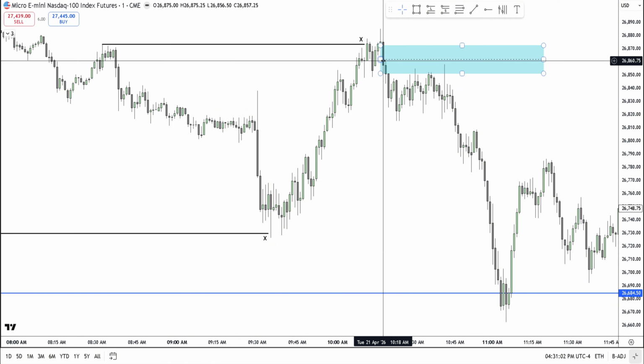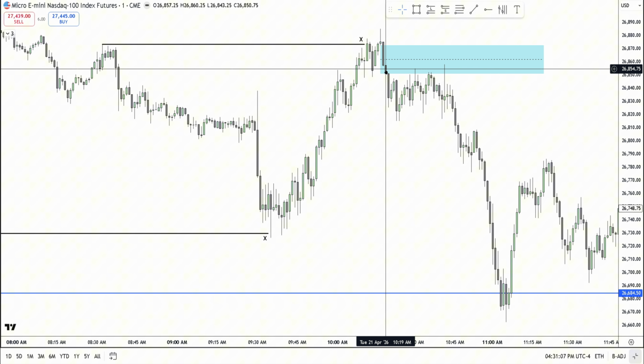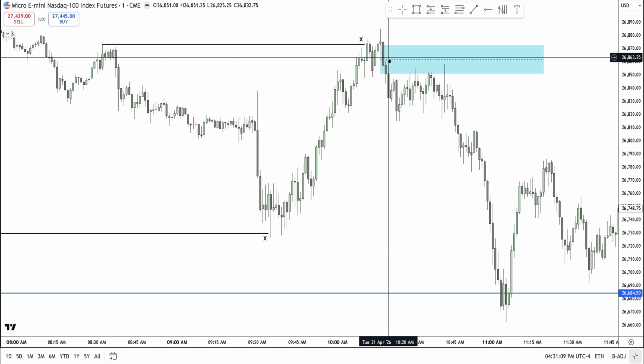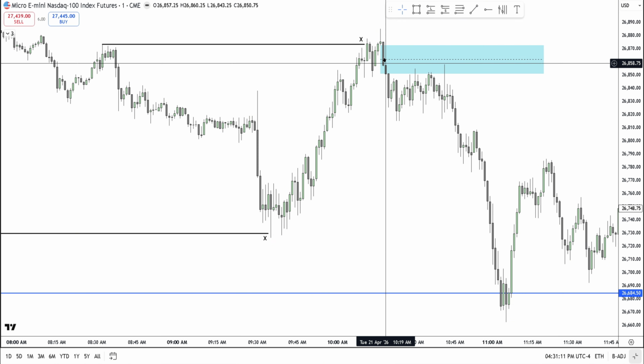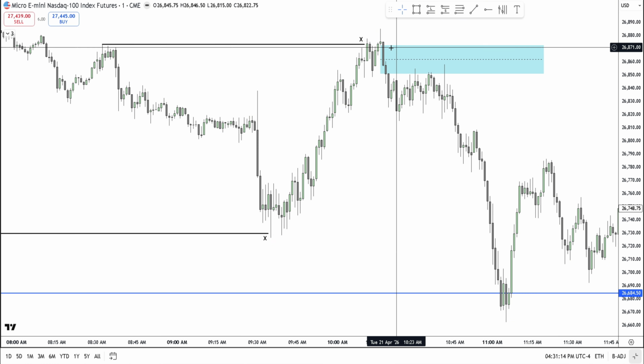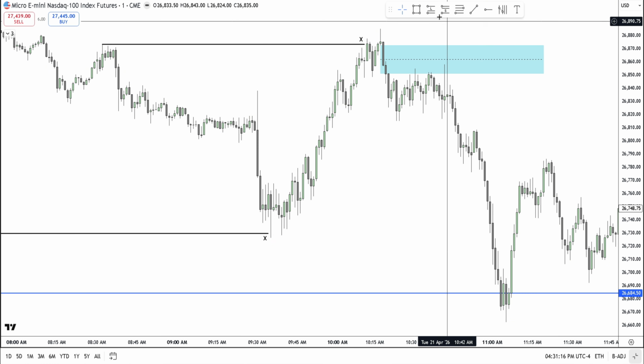So a fair value gap is a gap in the bodies between candles. See this candle and this candle, there's a gap. There's no bodies overlapping on either side, so that's a gap, but then this and this candle also leave a gap here. So I just combine those two to make one large gap. You could draw out two individual ones, it's up to you.